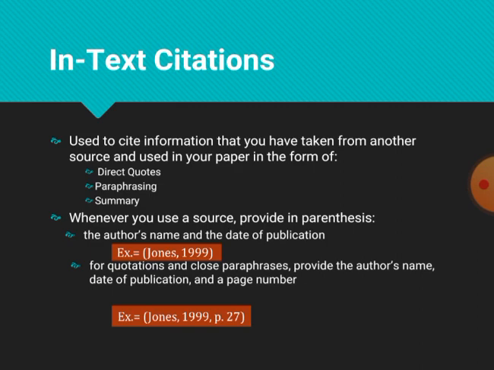In-text citations are used to cite information that you have taken from another source and used in your paper, either in the form of direct quotes, paraphrasing, or summary. Whenever you have used a source, provide it in parentheses. This is the format when you write about any other person's work in your research paper. You have to quote the reference for the authenticity of your information, that I have taken this information from that paper, and that paper is published in a recognized journal or in the proceedings of recognized international conferences. So these authenticate your research.